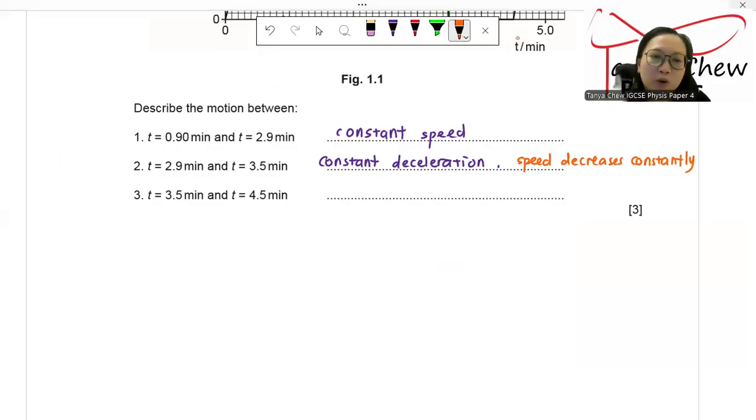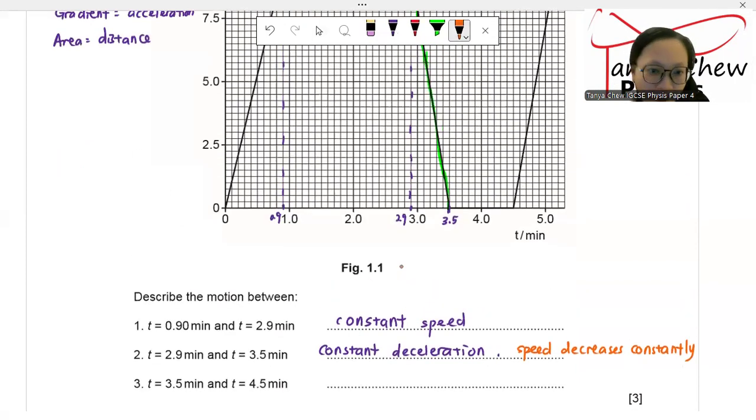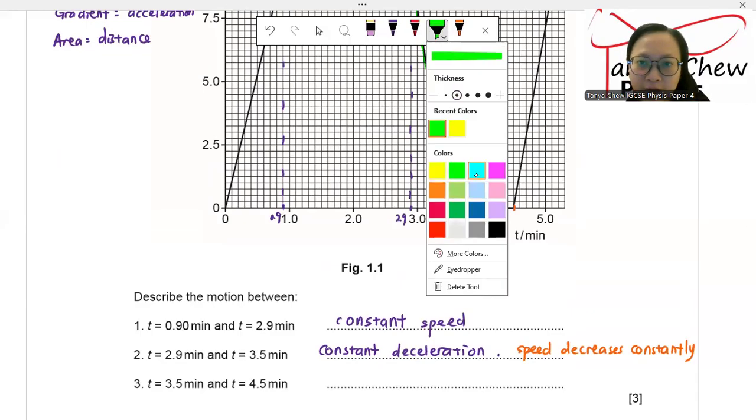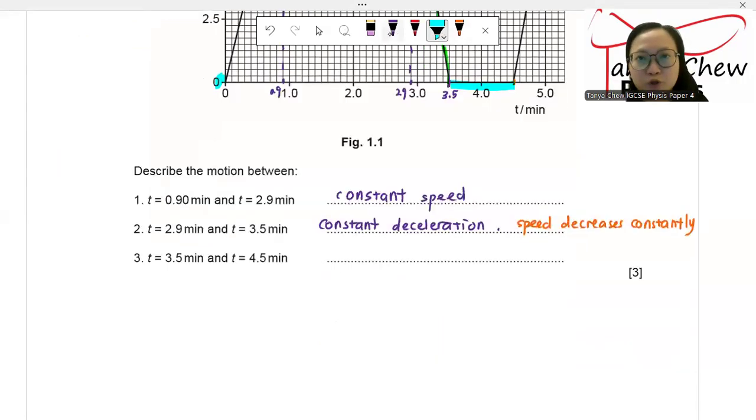Now, t equals 3.5 minutes and t equals 4.5 minutes. 4.5 is somewhere here. So I'm going to use a different highlighter here. 3.5 to 4.5. Oh, the time is moving, but the speed is equal to 0. So I would say that the object is not moving, or the bus is at rest. The bus is stationary. That's it.